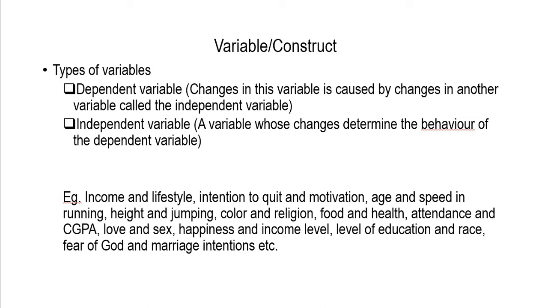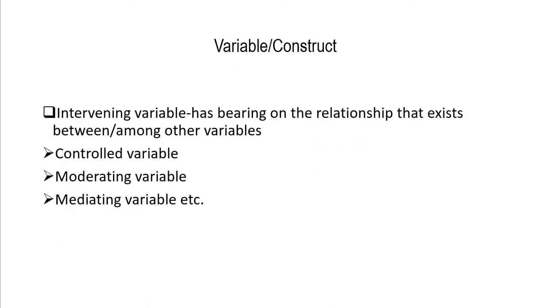So we have some examples there. Look at them and see which ones you can read as dependent and independent variables. We also have the third category of variable called the intervening variable. The intervening variable is any variable that has bearing on the relationship that exists between the dependent variable and the independent variable. So there are three types of intervening variables that we will consider in this context.